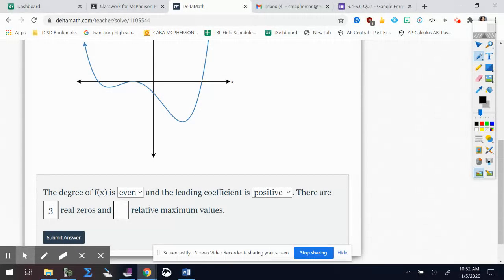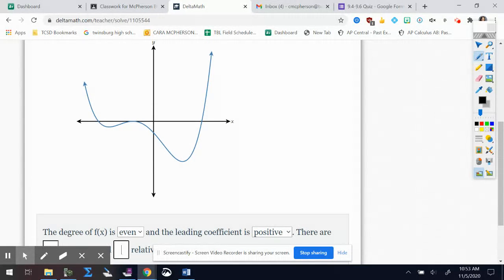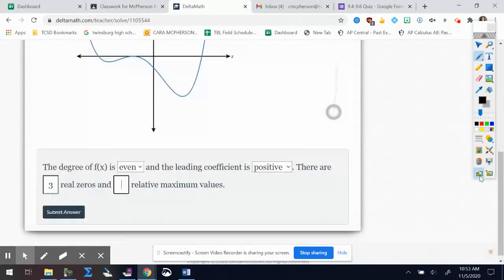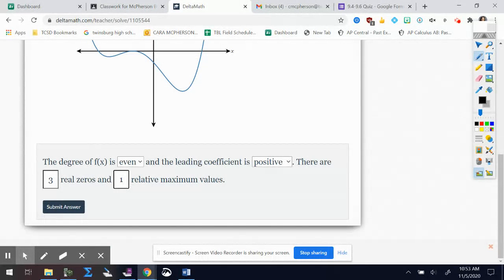And then it wants to know about maximums. So maximums are any peak, minimums are any valley. So this one has a maximum. I'm going to kind of circle it here. So give me 1 second to change my screen. It has a maximum here, very subtle. And that's it. This is a minimum. That's a low point. So we have a single maximum.